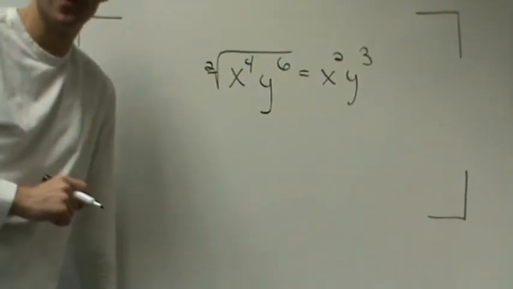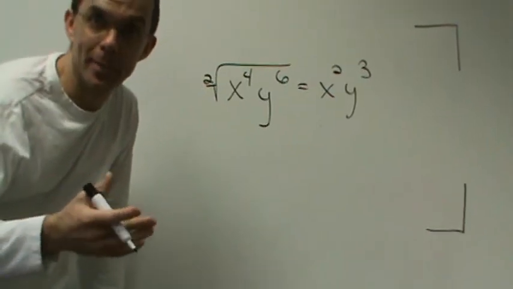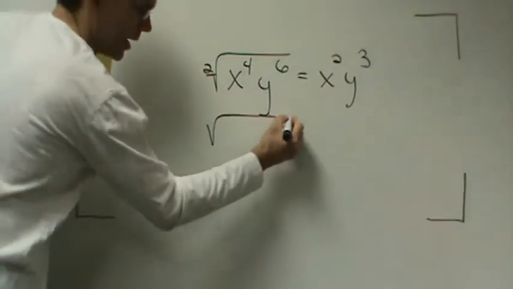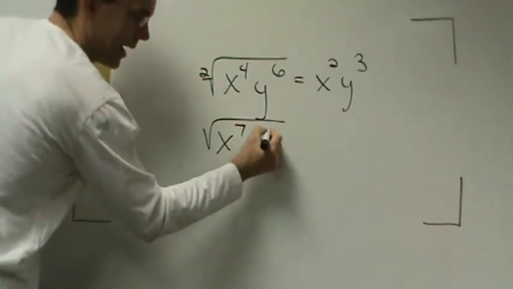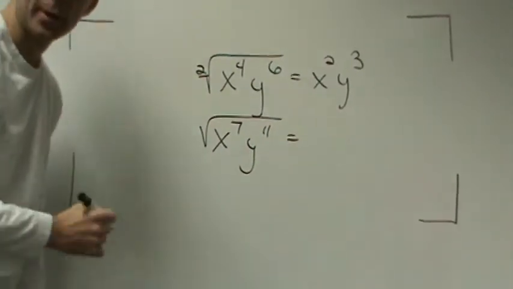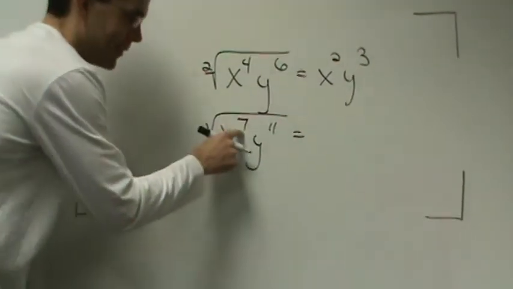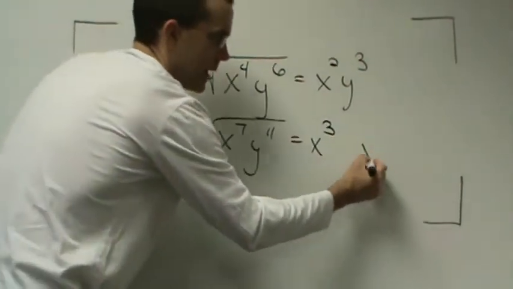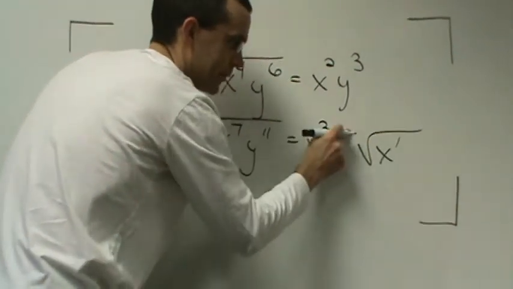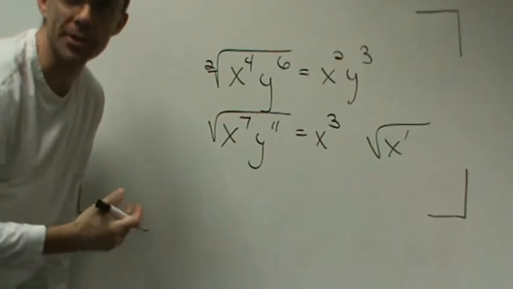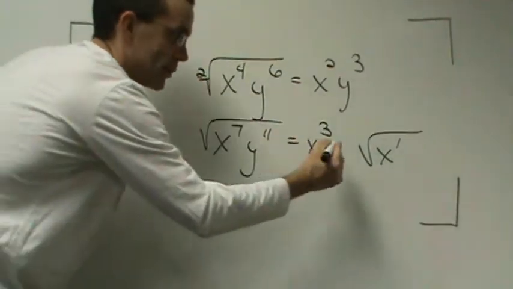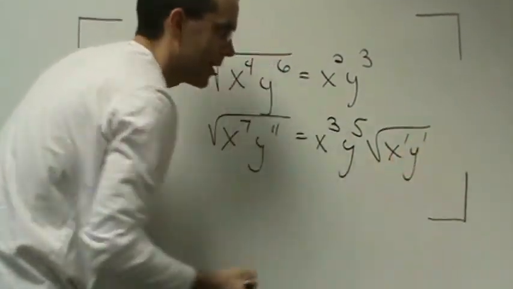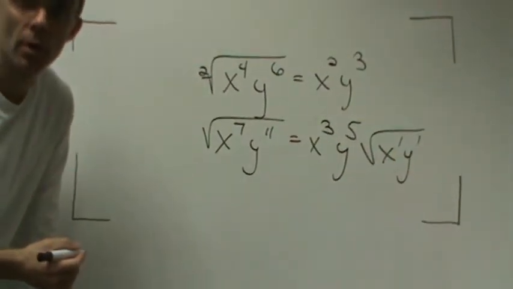And that's it. If it wouldn't go in there evenly and there'd be some left, those would stay on the inside. So if I had the square root of x to the 7th, y to the 11th, it's a square root, right? So 2 divides into 7 3 times, correct, with 1 x left over. You don't have to put that 1, but I'll just emphasize it. 2 divides into 11 5 times with 1 y left over. And that would be your answer.